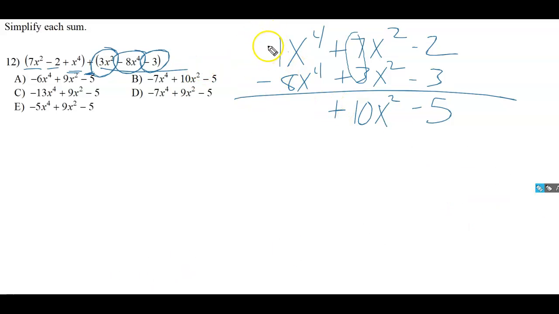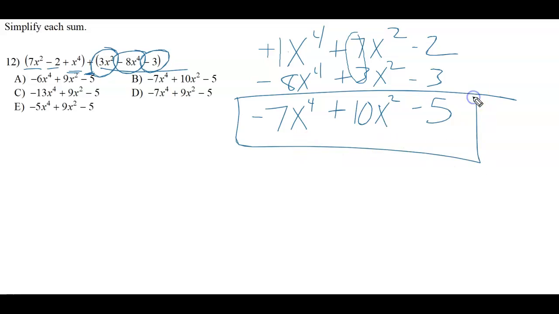All right, and then finally we have this last one. We have a positive 1 and a negative 8. Put those together, we end up with a negative 7, and once again, you don't change the variable or power when you're just combining like terms. So there's your final answer. So just combine the like terms as they are, and that would be option B.